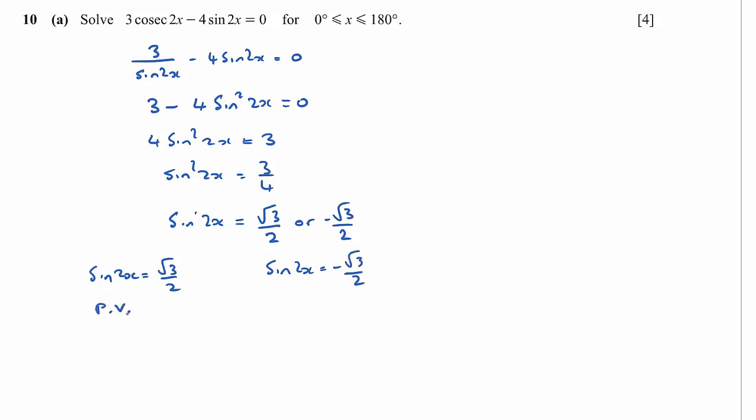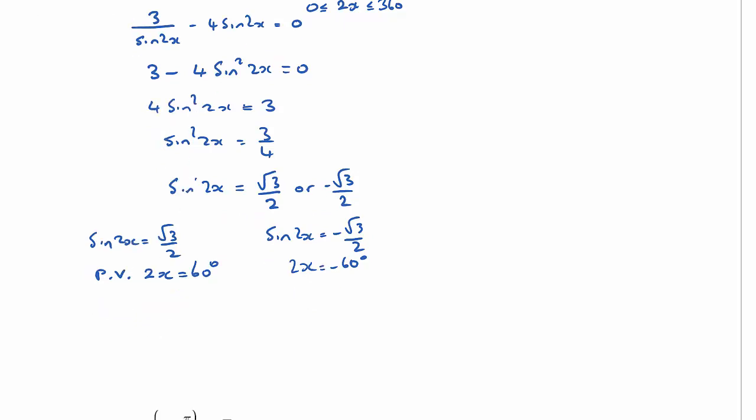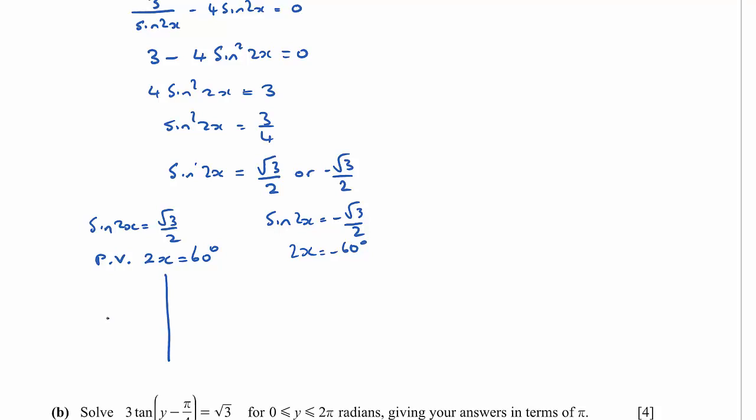So these are standard angles, although you do have your calculator, and we're in degrees. So the principal value here for 2x would be 60 degrees, and the principal value here for 2x would be negative 60 degrees. And since we're solving for 2x, we're going to need to be in the range 0 to 360. Okay, so let's just do a quick CAST diagram for each one.